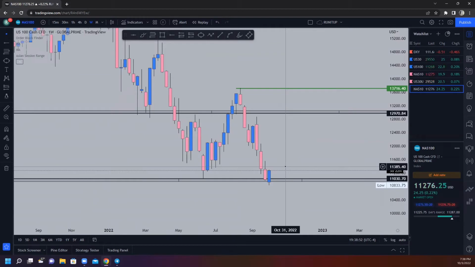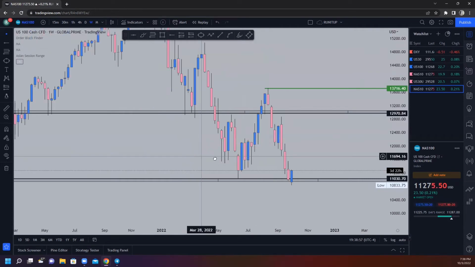Once you're on the higher time frame, it is going to take a little bit longer than the lower time frame. All right, so I don't need anything marked up on this weekly time frame. All I'm doing is patiently waiting.